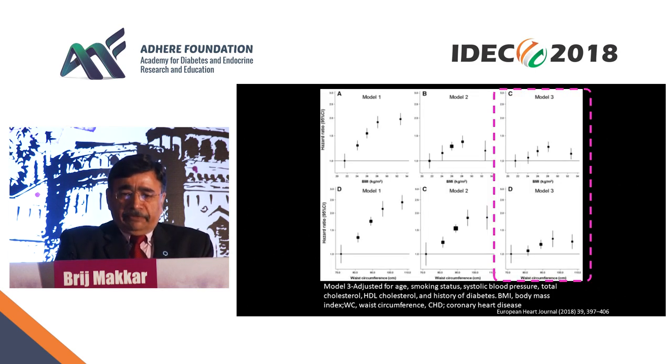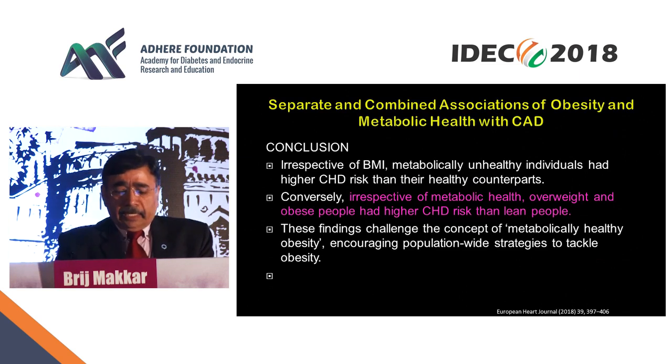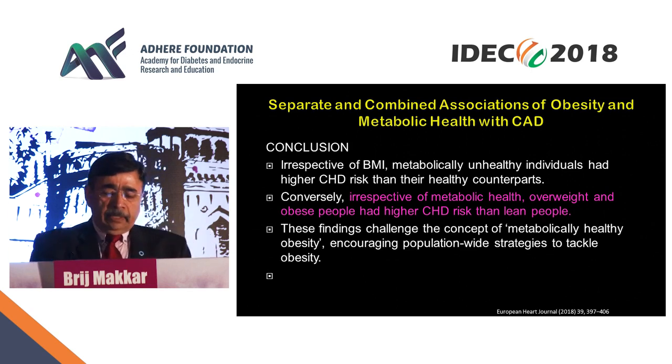Again, there was a significant increase in the hazard ratio of getting cardiovascular disease. And if you look at model 3 on the right side of this slide, there is increased risk in people who have increased body weight and BMI. This study again concluded that irrespective of metabolic health, overweight and obese individuals had higher coronary artery disease risk as compared to lean individuals, and these findings challenge the concept of metabolically healthy obesity, or fit but fat individuals.